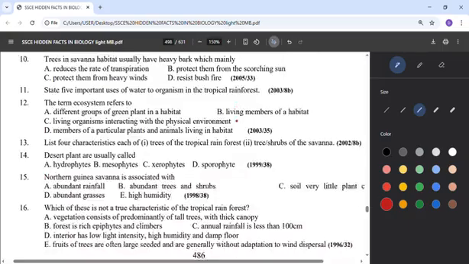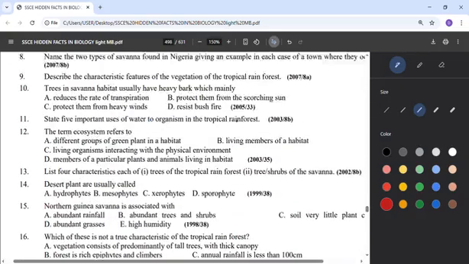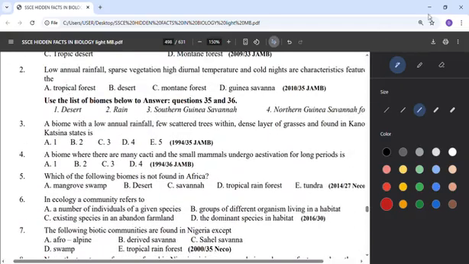So we have come to the end of this topic, the local and world biomes. Thanks for listening.